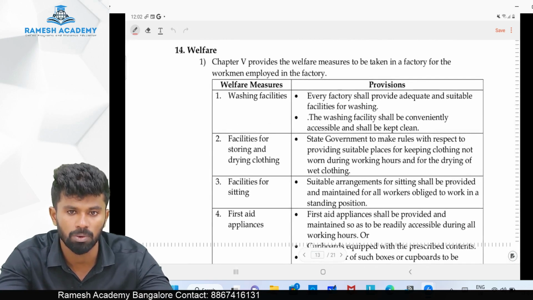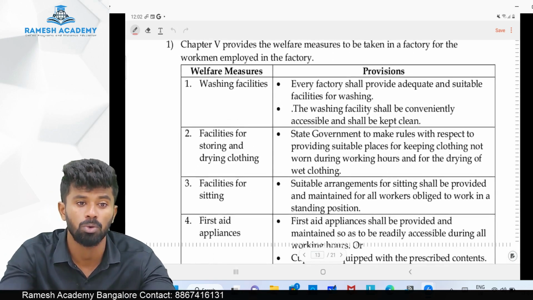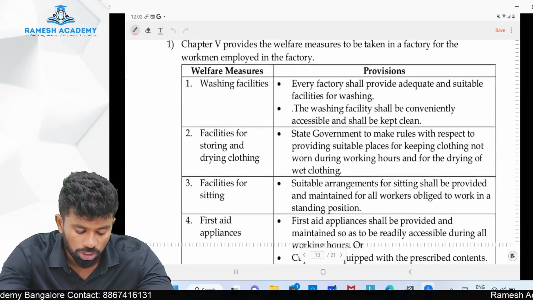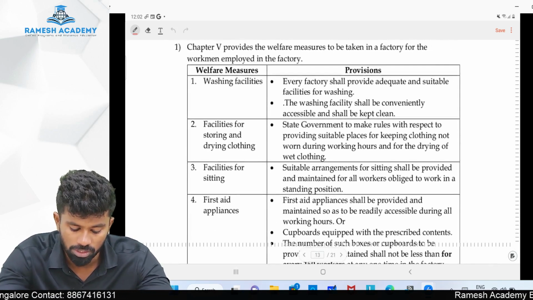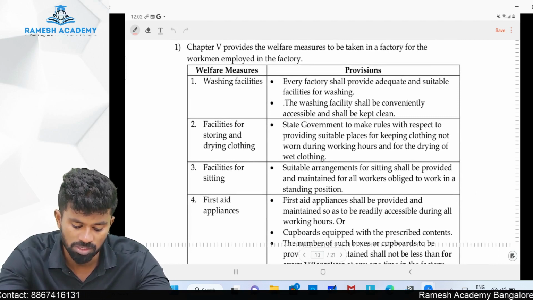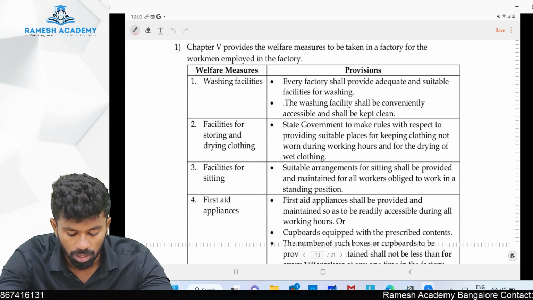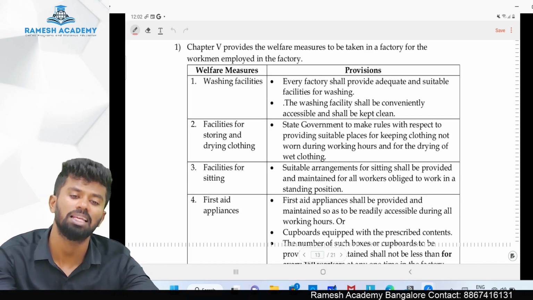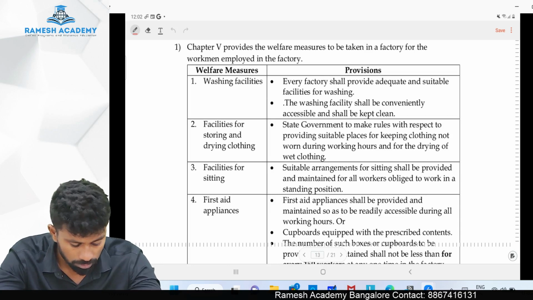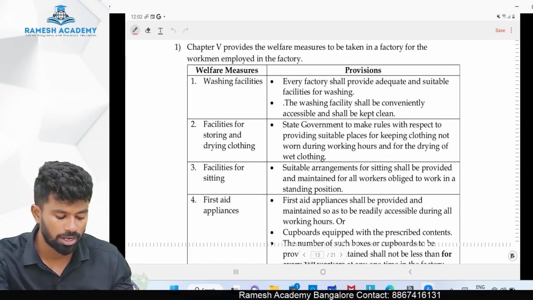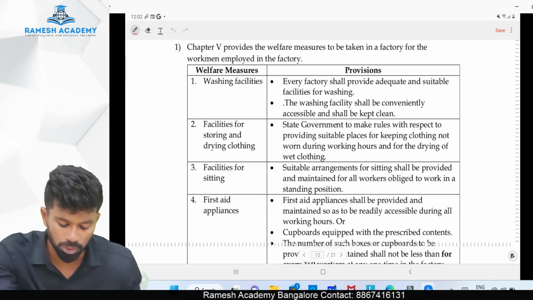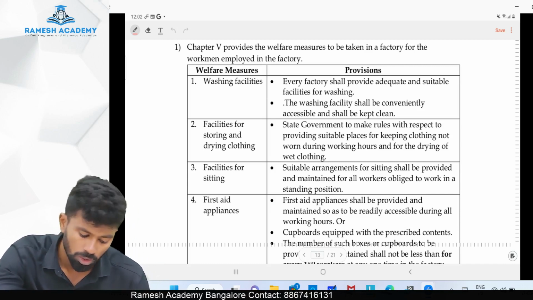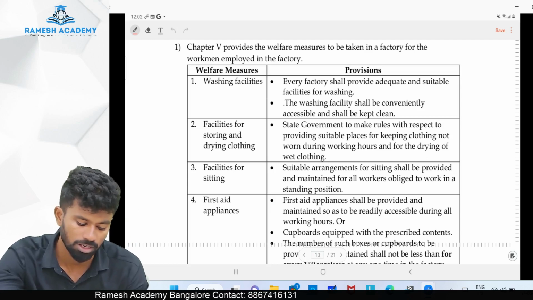Chapter number 5 provides the welfare measures to be taken by whom? Taken by the employer. Important. First one, washing facilities. Every factory shall provide adequate and suitable facility of what? Washing. The washing facility shall be conveniently accessible and shall be kept clean. Facilities for storing and drying clothing. State government to make rules with respect to providing suitable places for keeping clothing not worn during the working hours and for drying of wet clothing.